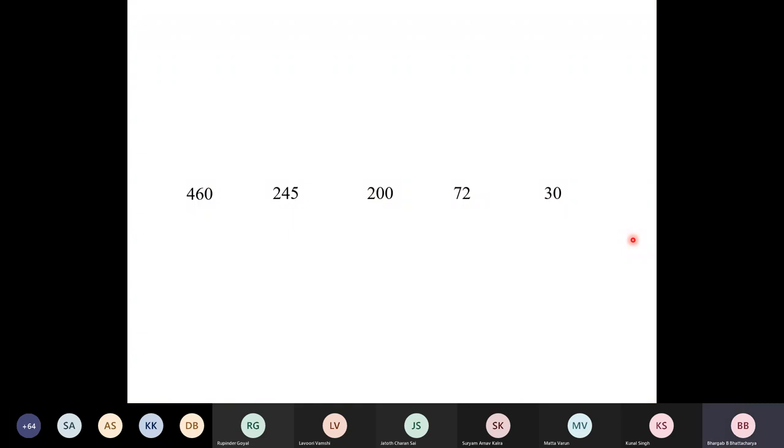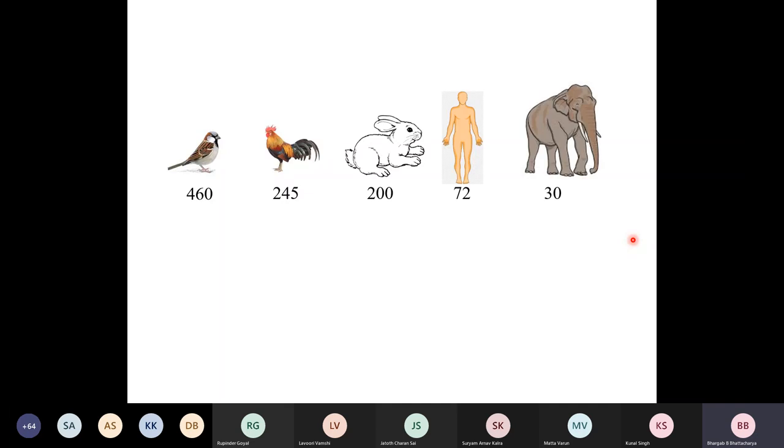So I present before you certain numbers, and these numbers refer to certain living creatures. For example, the number 200 is related to a rabbit. 460 refers to a sparrow. 245 refers to a chicken, and 72 and 30 refer to a human being and an elephant. Could you please tell me what these numbers refer to?